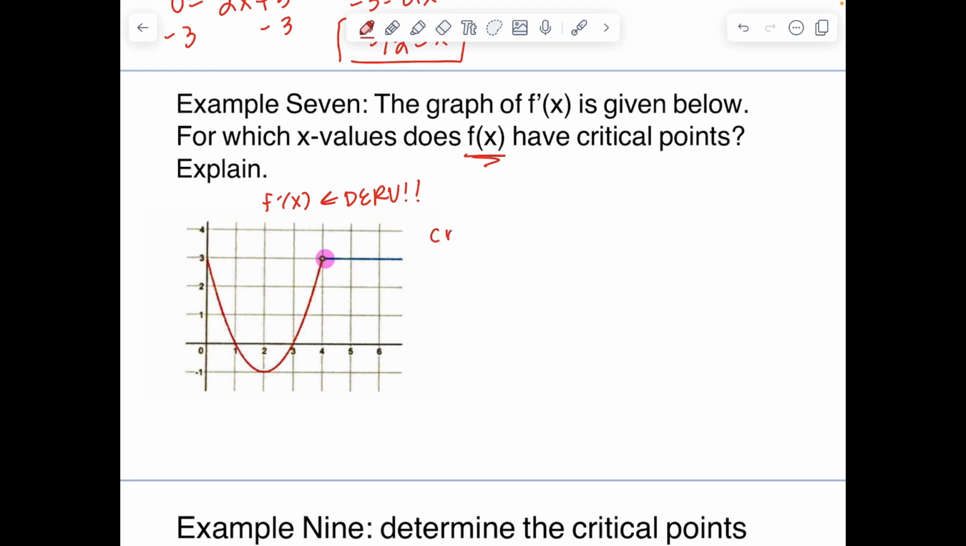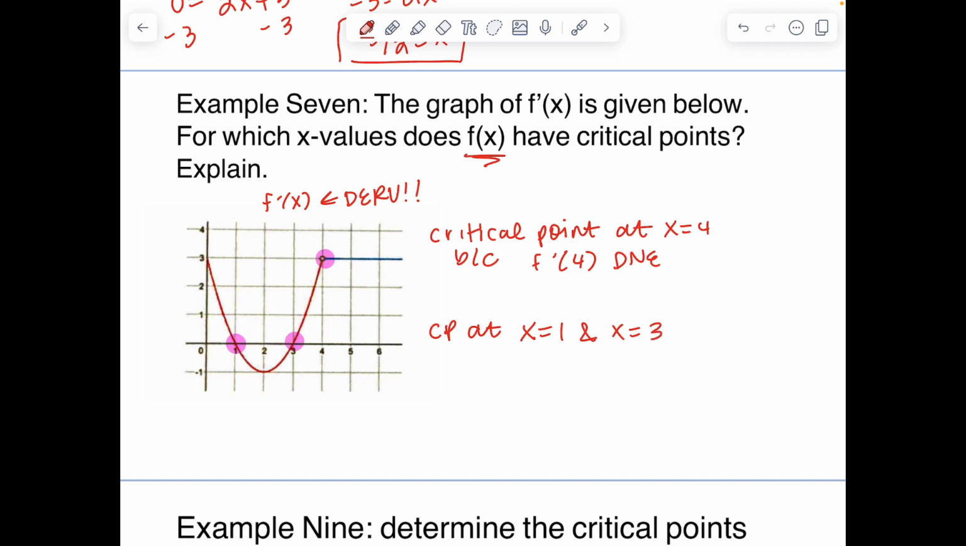And so there is a critical point on the original function at x equals 4 because f prime of 4 does not exist. In this situation, we're just assuming that the original function has a domain of at least 0 to 6. And then the other one is, are there any critical points because the derivative equals 0? Well, the derivative equals 0 here, and here, because those y values are 0. So there's also a critical point at x equals 1 and x equals 3 because f prime of 1 equals 0 and f prime of 3 equals 0.